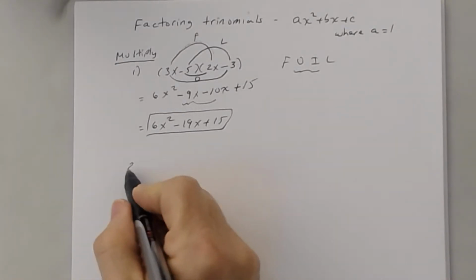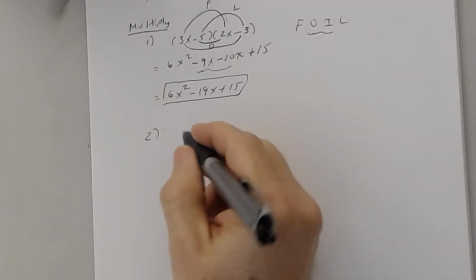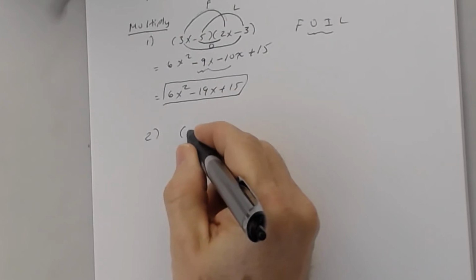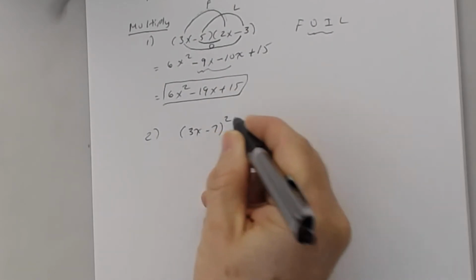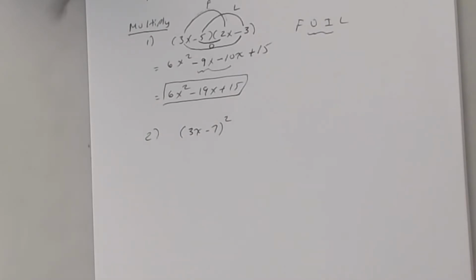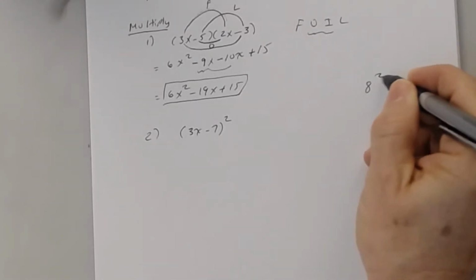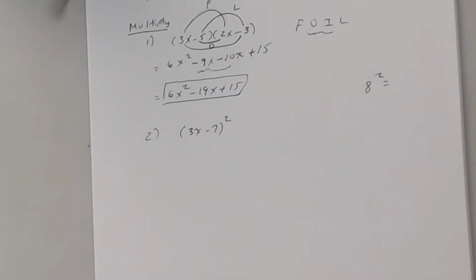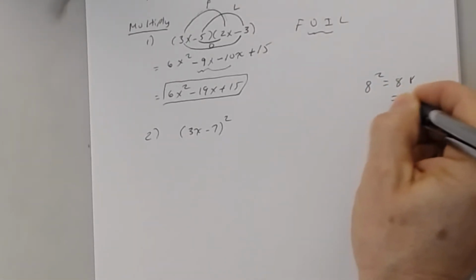And number 2, sometimes what gets students is this. So let's say you had 3x minus 7 squared. So what some students want to do is when they see this, they want to square the 3x and they want to square the negative 7, and that's it. That's not true. That's not what that indicates. So you got to remember what something like this means. What does x squared mean? Don't say 64. Just tell me what it means. 8 times 8. That's what it means. 8 times 8, which is 64.